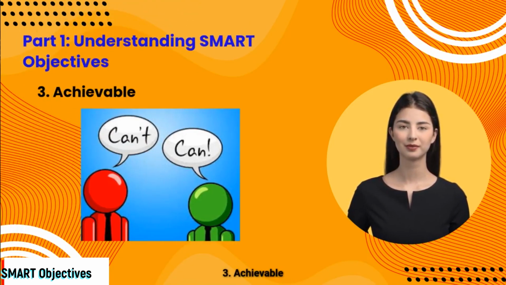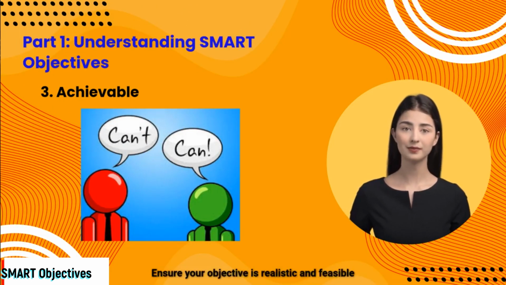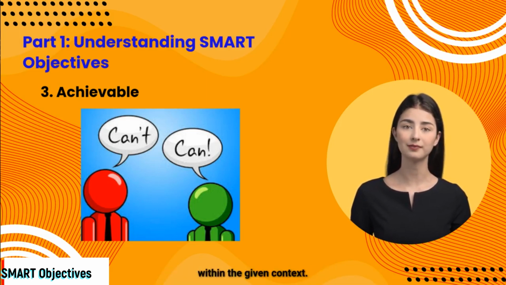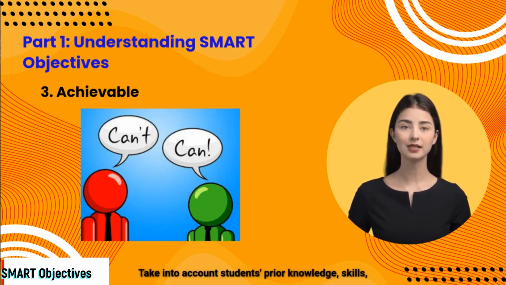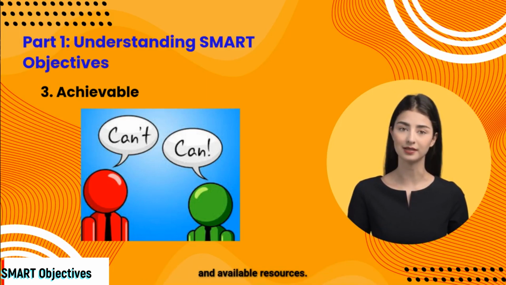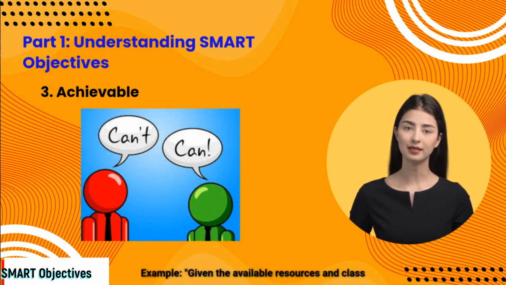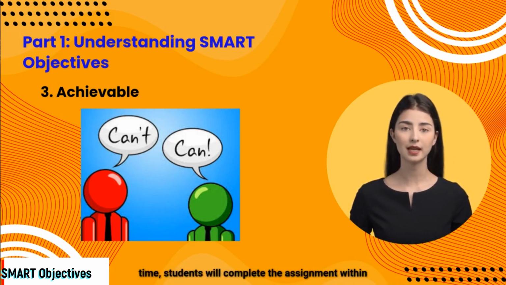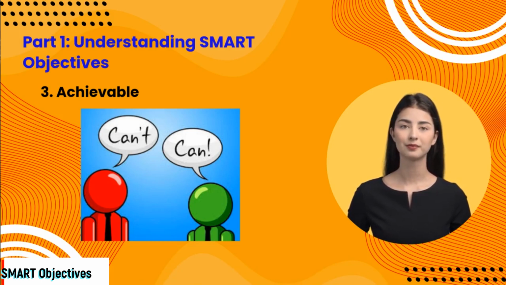3. Achievable. Ensure your objective is realistic and feasible within the given context. Take into account students' prior knowledge, skills, and available resources. Example, given the available resources and class time, students will complete the assignment within 1 week.